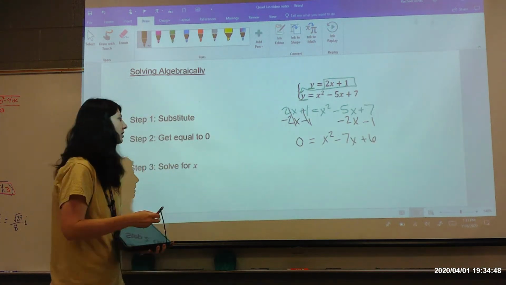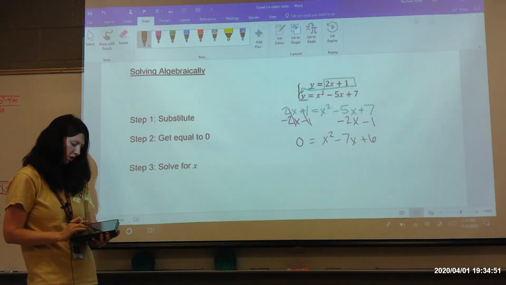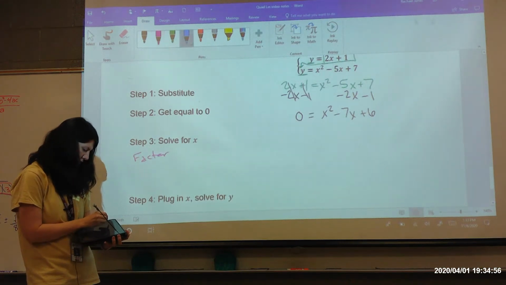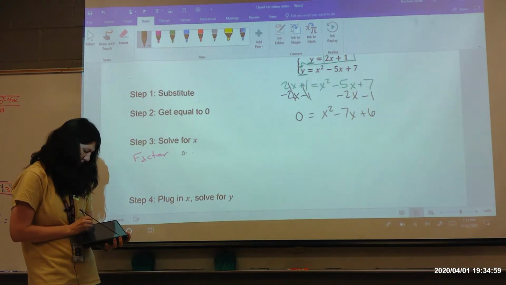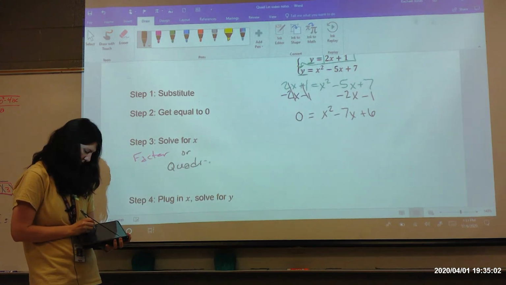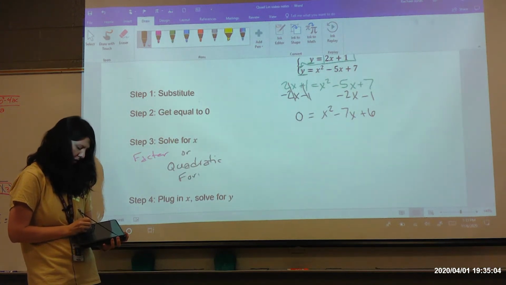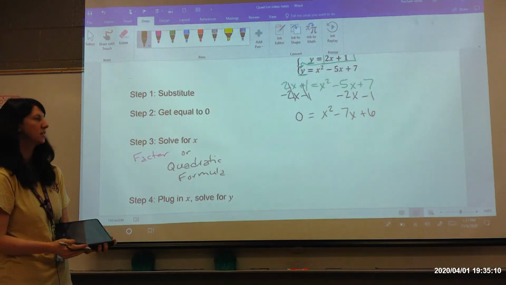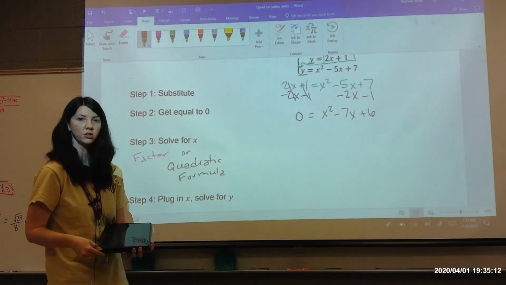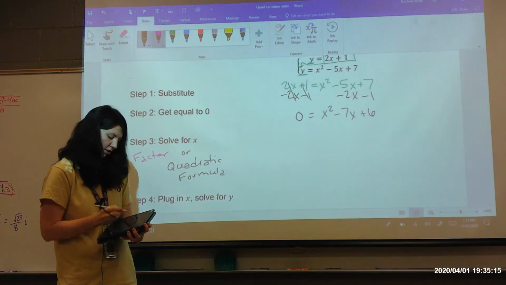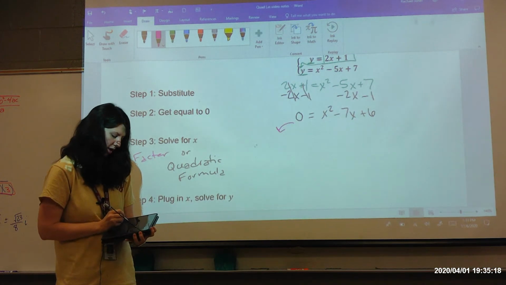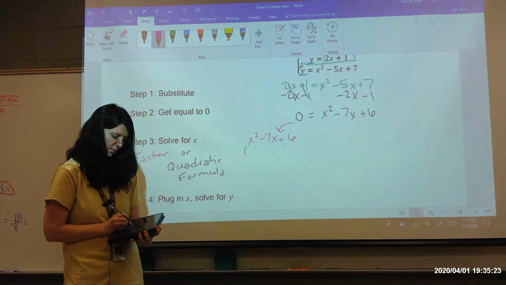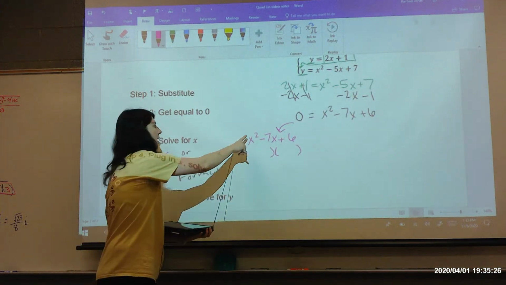There are two different methods to do our third step, solve for x. We could factor or use the quadratic formula. You decide. Sometimes factoring is easier, sometimes the quadratic formula is best. Either one works. I'm going to show you both here so that you have a reminder of each one. So factoring, I'm going to go this way. This is factoring. I would take my x squared minus 7x plus 6, set up my parentheses, and split up my x term.